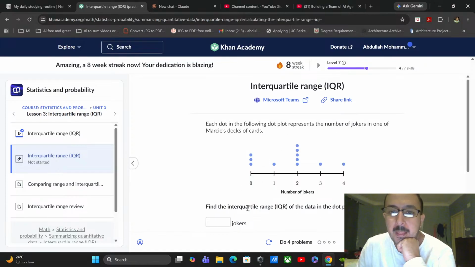So we know the interquartile range, but can we find the median this way? 1, 2, 2, 2, that's 6 and 1, 7. 1, 2, it's never gonna happen. So I got here 1, 2, 3, 4, 5. So that's 5 plus 1, plus 2, plus 3.